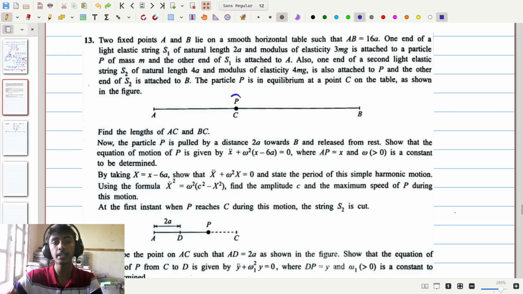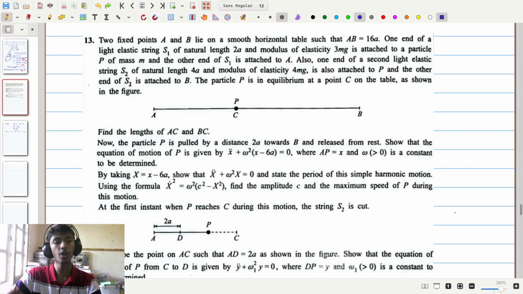So basically, the particle P is at equilibrium here. On the left side, there's a string connecting A and the point C, or the particle P, and on the other side, there's another string S2 attaching P to B. So these two strings are both under tension in this situation. However, both of them have the same exact tension, meaning that the particle P is going to remain where it is since there is no net force. The particle P is in equilibrium.